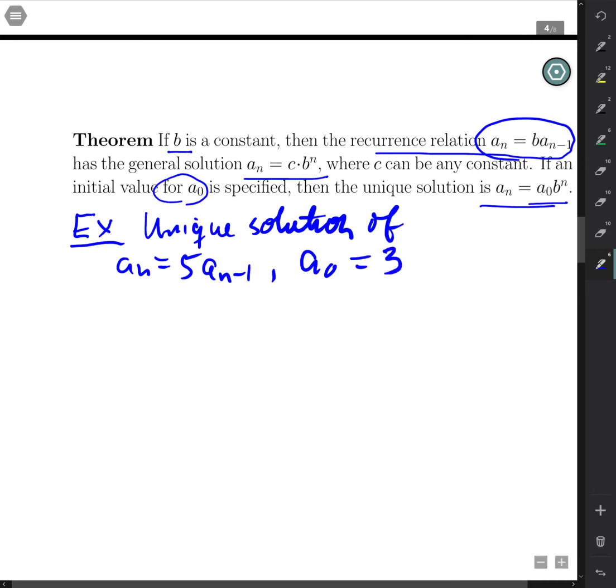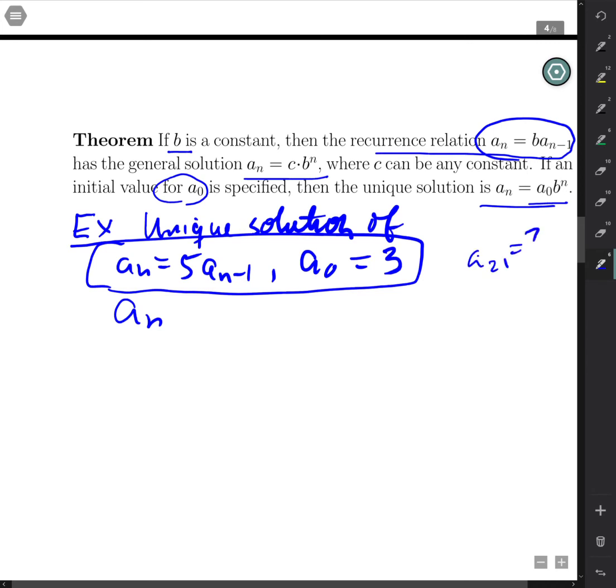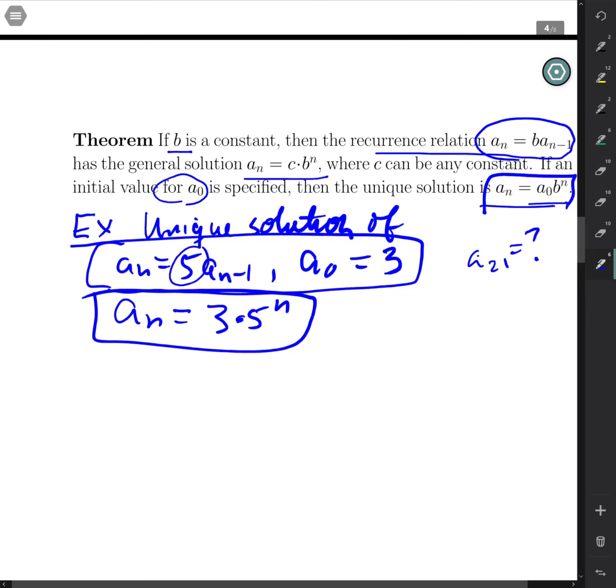So this is a recurrence relation. I can't look at that and say what a_21 is, right? I'd have to go through and find it. This form here tells me immediately how to get a_21, or a_n in general. a_n in general would be 3, that's a_0, times b to the n, there's our b, 5 to the n. Bingo, there it is. How quick, how simple. So why is it true?